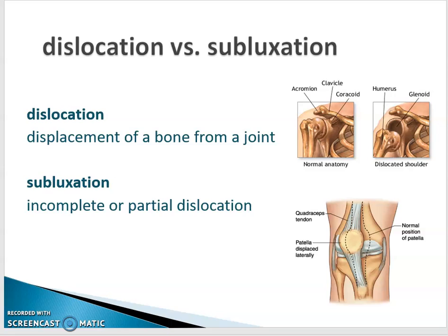So dislocation is a displacement of the bone from the joint completely. Subluxation is an incomplete or partial dislocation. That's more common in the illustration here, like say the kneecap. The outline shows you where the kneecap's supposed to be, but that's where it is now because it got pushed to the side and it's subluxed, so it's not coming back to where it should be.